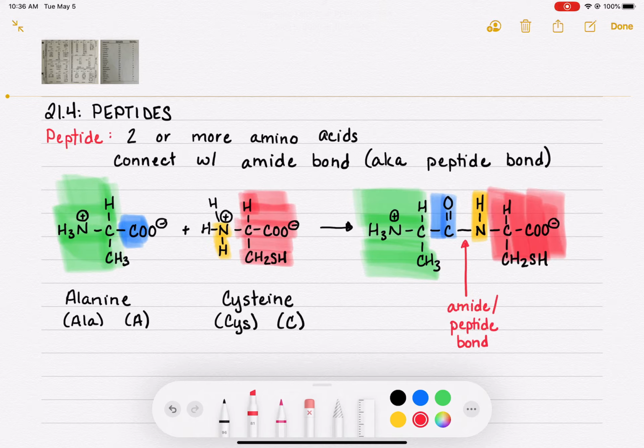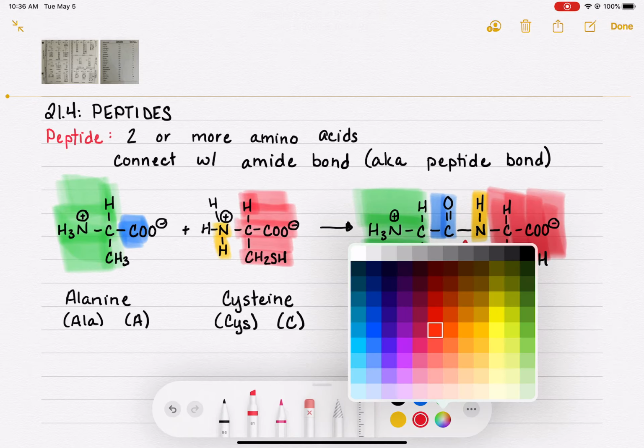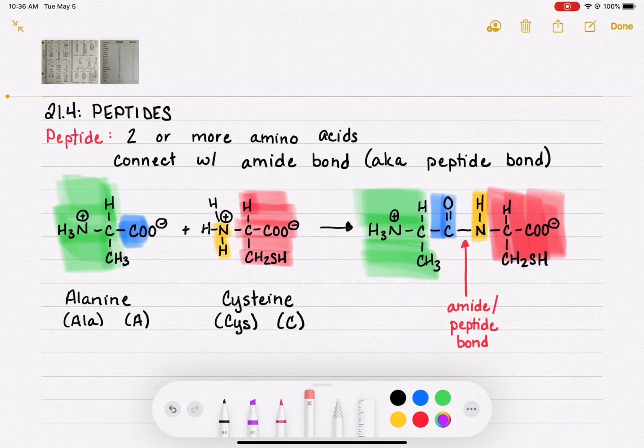So that's all there is to it. Now the last thing we need to do, I'm going to need a different color here. The 2 portions of the amino acids that were not incorporated in this peptide, so we have the oxygen from the alanine, and we have the 2 hydrogens from the cysteine. Maybe if you're very clever, you might be realizing an oxygen and 2 hydrogens, what does that make?